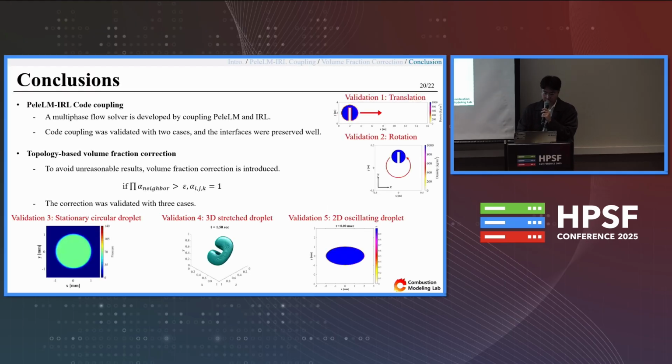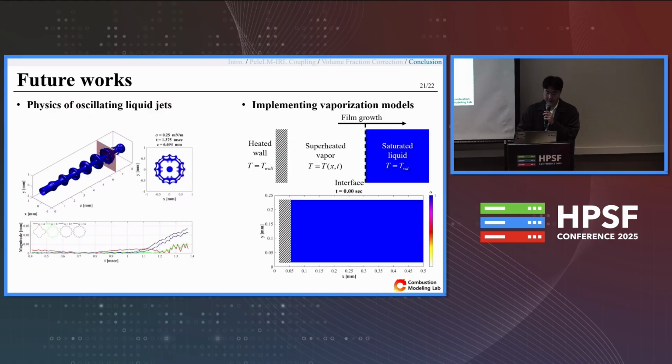To conclude, I did the PeleLM-IRL coupling, and the code coupling was validated with 2 cases, and the interfaces were preserved well. The topology-based volume fraction correction is introduced to avoid the unreasonable results. And this correction was validated with 3 cases.